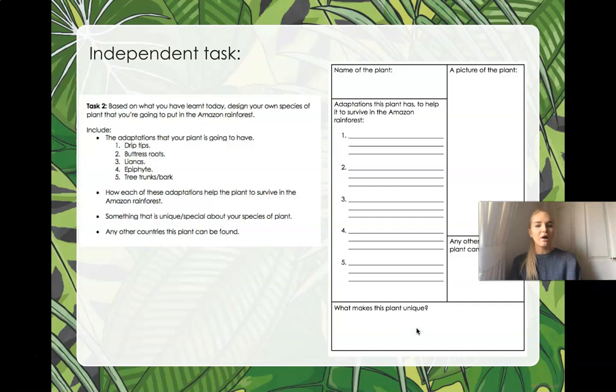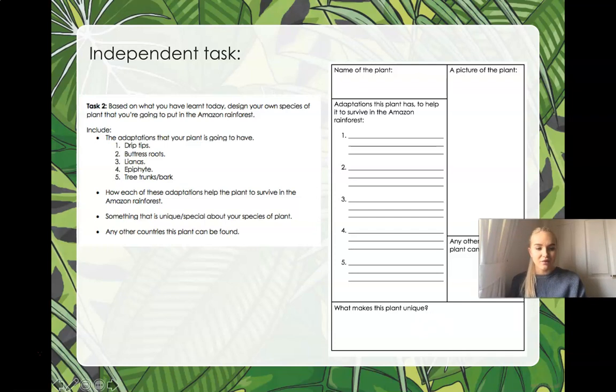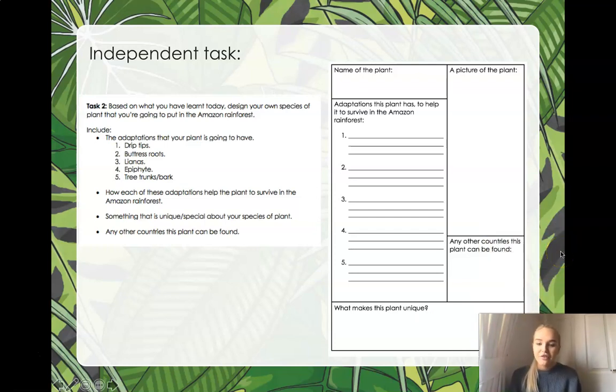Okay, so we've found out about lots and lots of different adaptations for the plants, and you've also had a go at looking at the different plants that are home and found to the Amazon rainforest. Now your task today is to design your own species of plant. I want you to imagine you've just been told that you're going to put a plant in the Amazon rainforest. Even though that wouldn't happen, you don't just pick plants up and put them in the Amazon rainforest, they have to grow there. But we're going to pretend today that we can make our own plant and put it in the Amazon rainforest. But we need to include their adaptations to help our plant to survive.